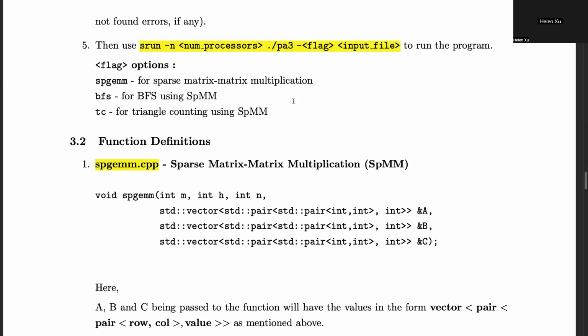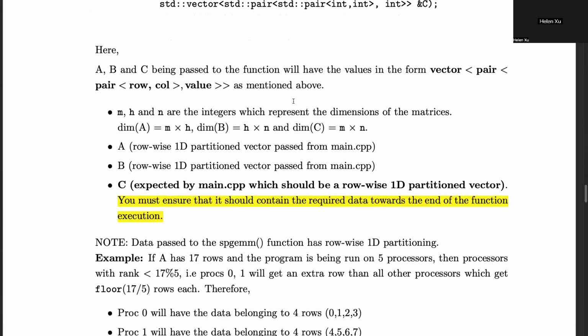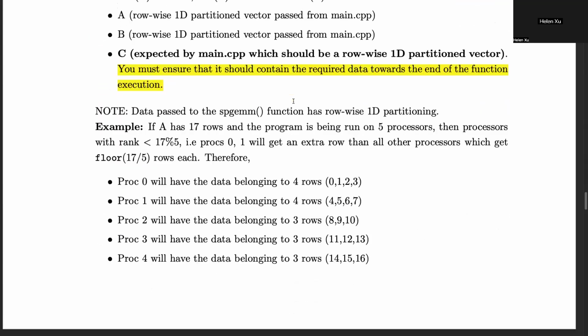And the function header here is M, H, N, but it's HSK, it's the inner dimension. And then these are A, B, and C in block distributed form in the tuples I promised. This is the row, column, and value, and you have to fill this out, which is C. Same as always.